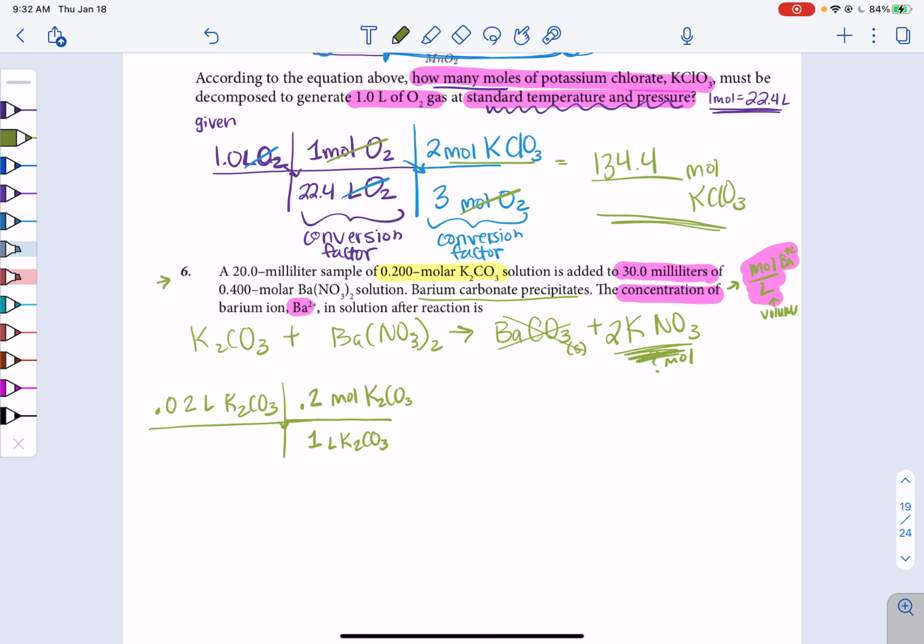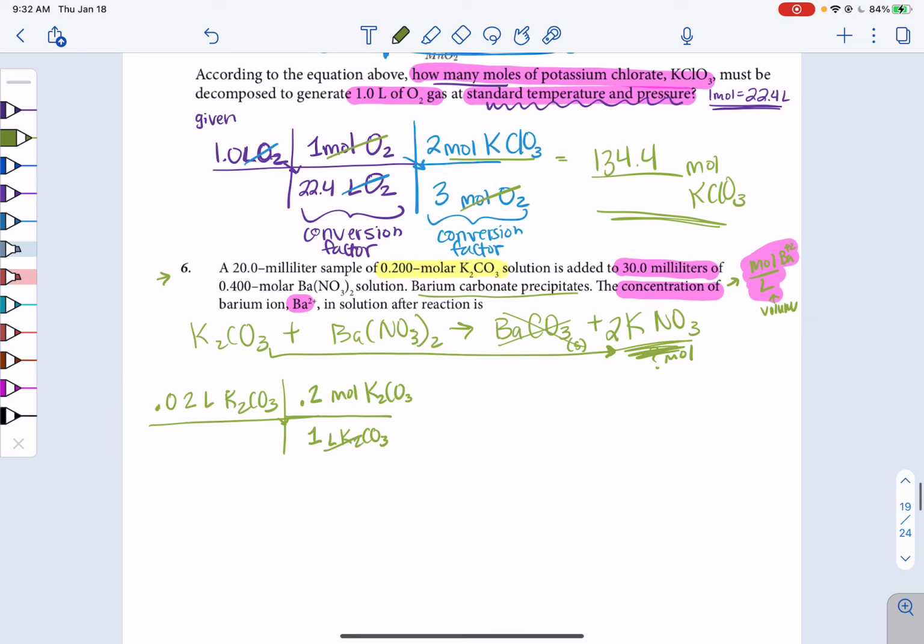Now that I'm in moles, I can transfer through the equation. That was my plan. The liters have canceled, and I don't want moles of potassium carbonate. I would like to do moles of potassium nitrate. Again, you could have solved for either of the two products. I just chose this one because why not?